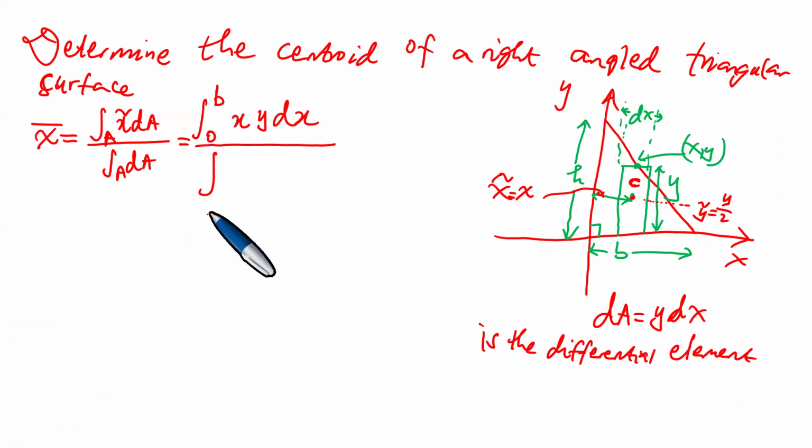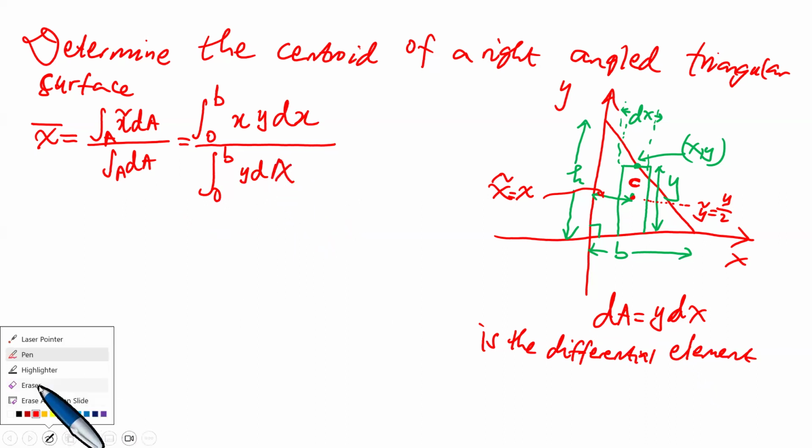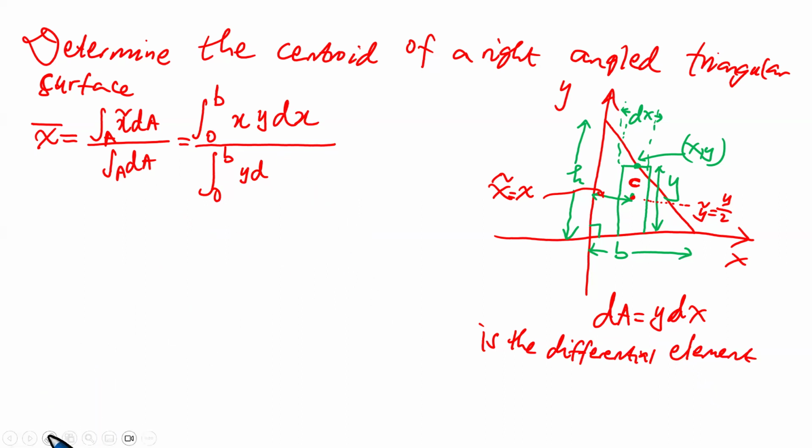So then you have the integral, from 0 to b. The dA is y dx, and the y dx becomes the differential element for the area. It's y dx, the differential element for the area. Pay attention. Y dx.